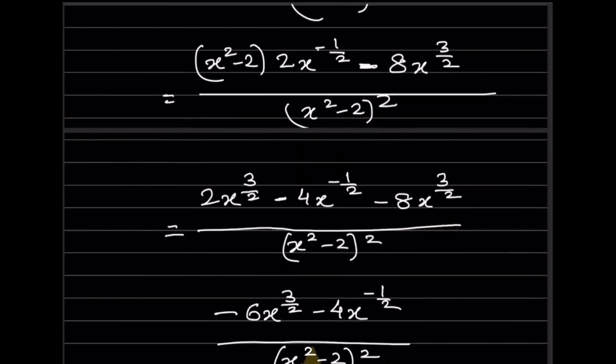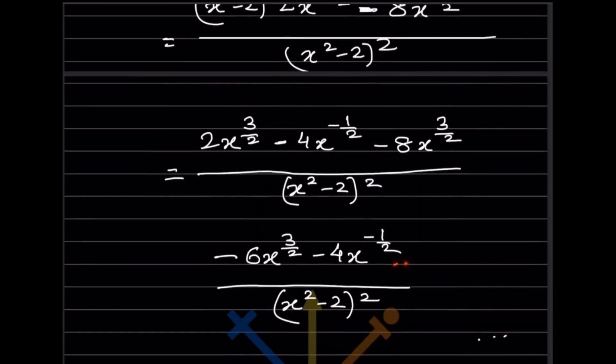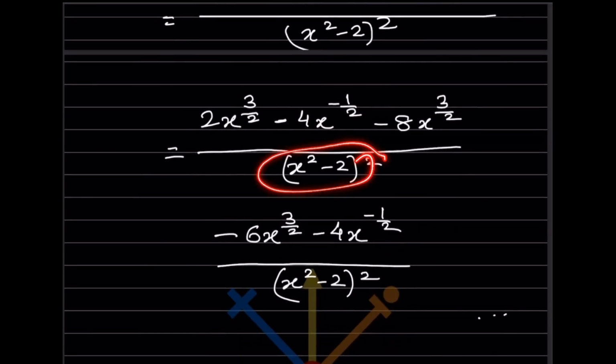So now what you can see here, this also is 3 by 2 and this also is 3 by 2. So this is plus 2x and this is minus 8. So that should be minus 6 x raised to 3 by 2. And this will be minus 4 x raised to minus half. So the denominator is going to be the same. So this is the final answer. We cannot do anything further. So by this one we have completed today's work.